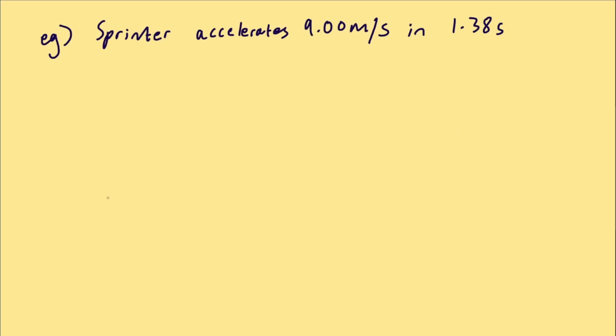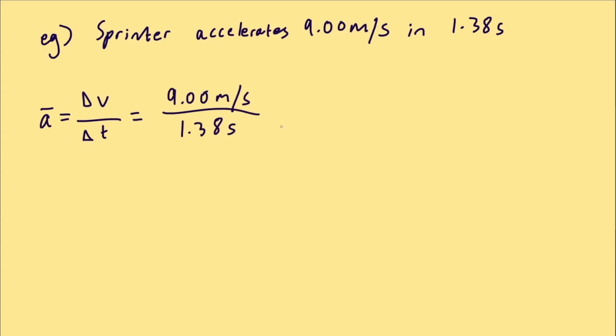And let's solve this together now. A is delta V over delta T. The change in velocity is 9 meters per second, and the time is 1.38 seconds. This is roughly 6.52 meters per second squared.